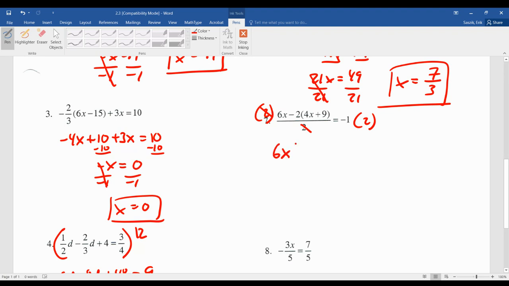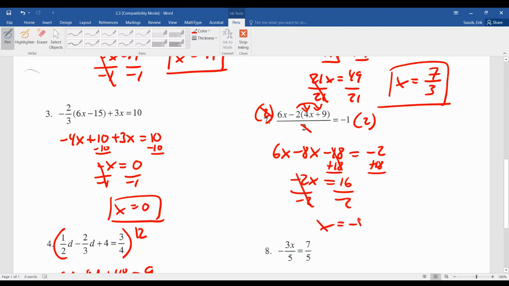Now I bring down the 6x, but I have to distribute this negative 2. So negative 2 times 4x is negative 8x. Negative 2 times positive 9 is negative 18. Remember, the right side becomes negative 2. Combine these like terms. Let's move this over. So I get negative 2 and 18 is 16. Do my division, and I get a final answer of negative 8.